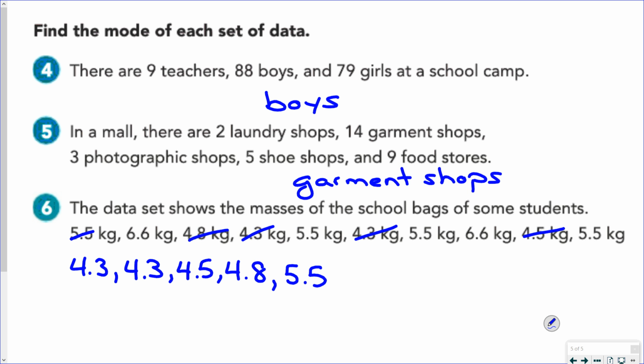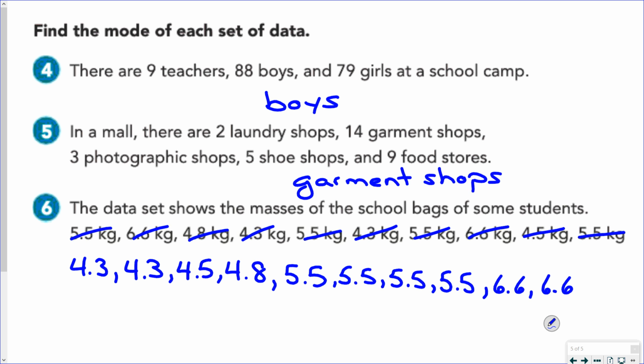Then we have 1, 2, 3, 4 of those. So at this point, that would be our mode. And you really, at this point, could just look at your list and go, well, there's only two 6.6s. And you can always double check and count. And it looks like we have 1, 2, 3, 4, 5, 6, 7, 8, 9, 10. And we have 1, 2, 3, 4, 5, 6, 7, 8, 9, 10. So we've gotten everything. And so our mode would be 5.5.